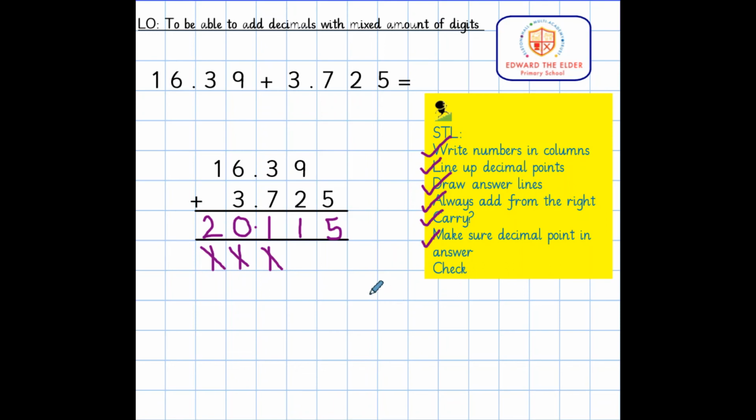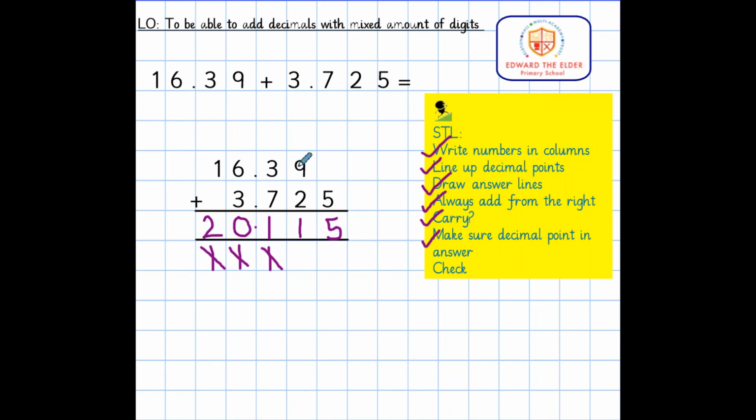Check, that's very important. Go back through and check. Write the numbers in the columns. Were all our digits in the correct column? Yes, they were. Line up decimal points. We've lined them up nicely. Lovely. Draw answer lines. Yes, we've got those. Always add from the right. Yes, we did that. Did we need to carry? We always have to ask that question.